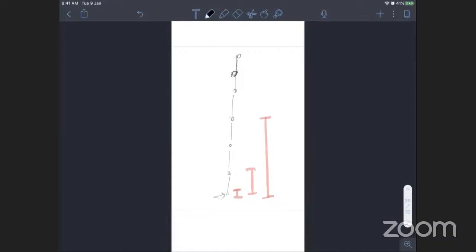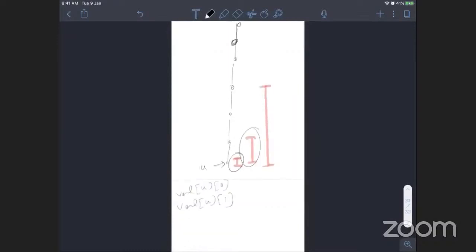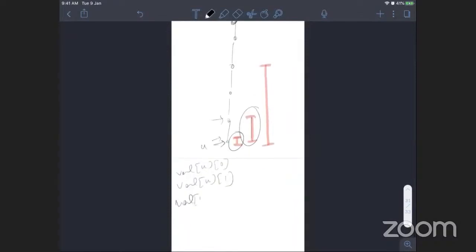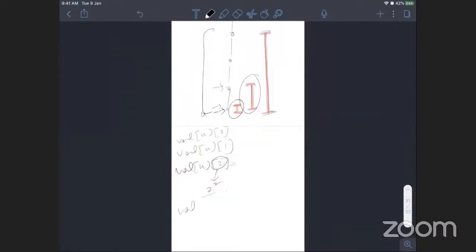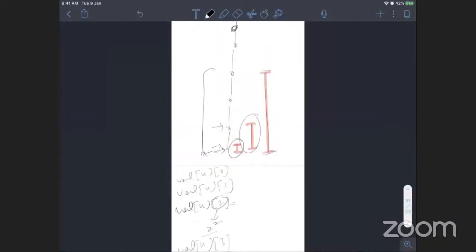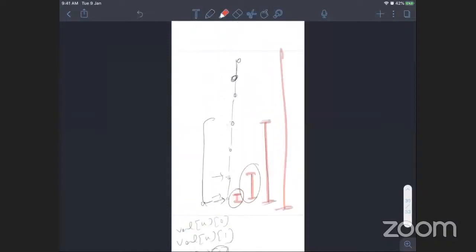Let's say he's u, then val u0 denotes the max in this range. Val u1 denotes the max in this range, meaning this guy and this guy, whatever the maximum value you're getting. Val u2 denotes the max in four guys. Two means 2 to the power 2, so four guys: this guy, this guy, this guy, this guy. Val u3 will denote the max in eight guys, so four guys, fifth guy, sixth guy, seventh guy, eighth guy. So up till here.